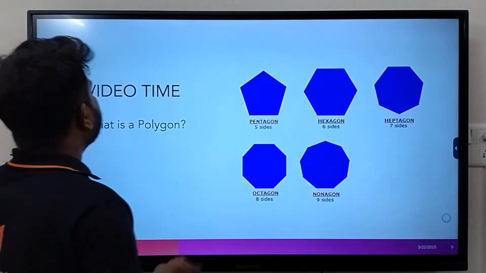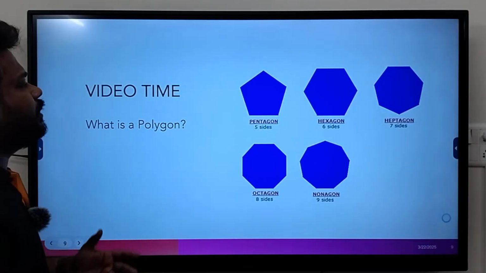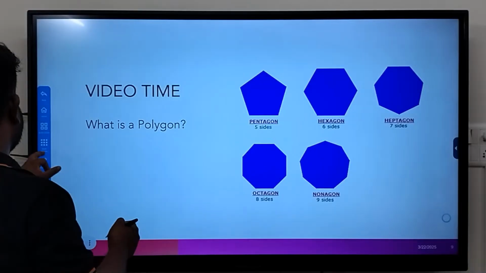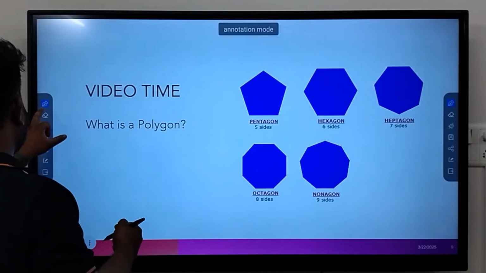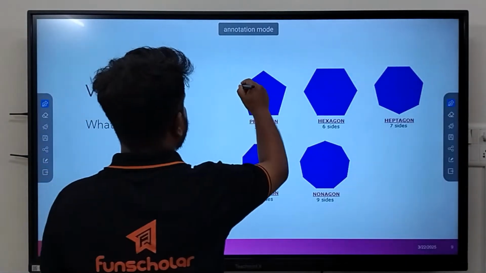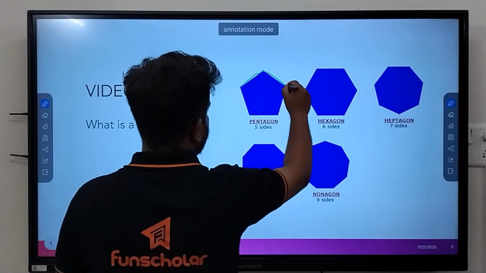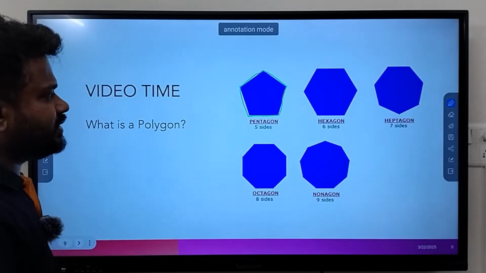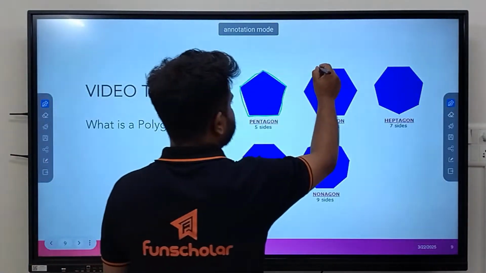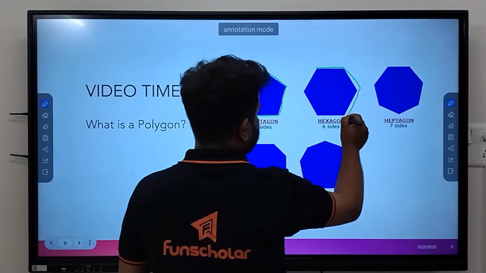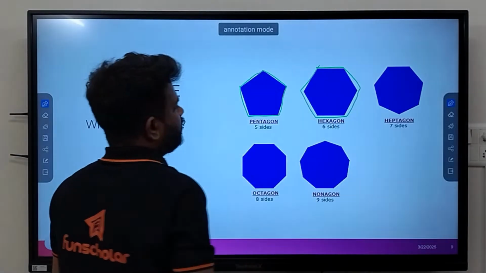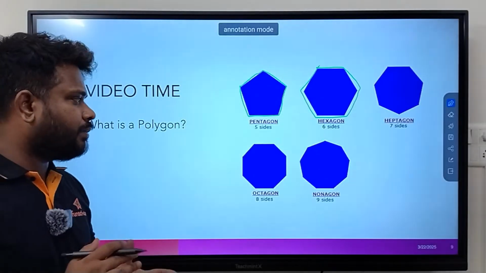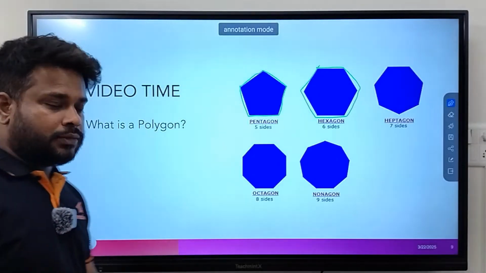Okay, so talking about polygon, I have already told you about pentagon, hexagon, heptagon, octagon, nonagon. You can also try to check the sides of these. Like this one is a pentagon. Why is this a pentagon? It has 5 sides. This one is a hexagon. Why is this a hexagon? Because it has 6 sides, like heptagon, octagon, nonagon. They all have many more sides.